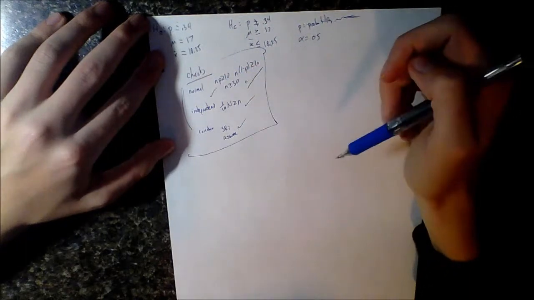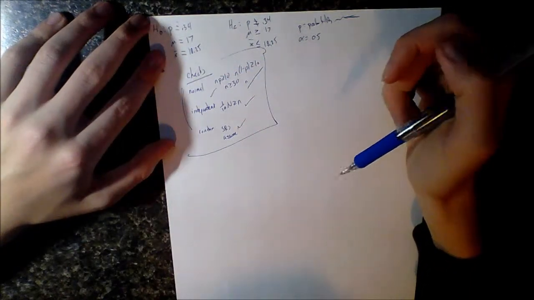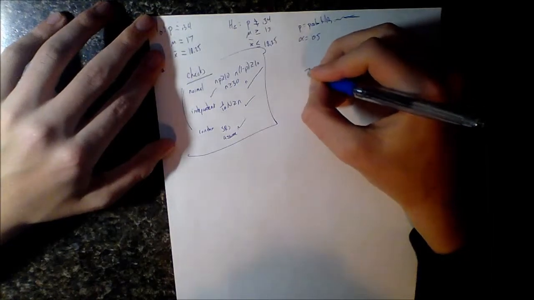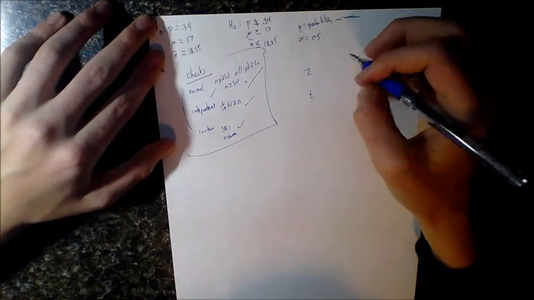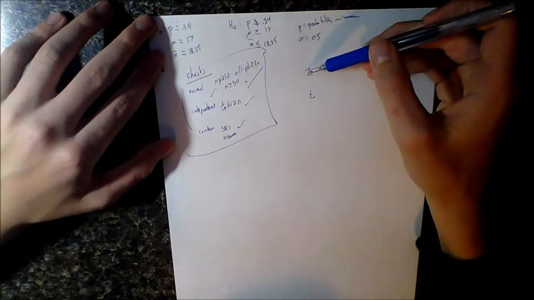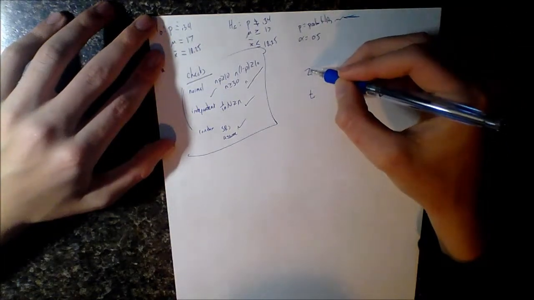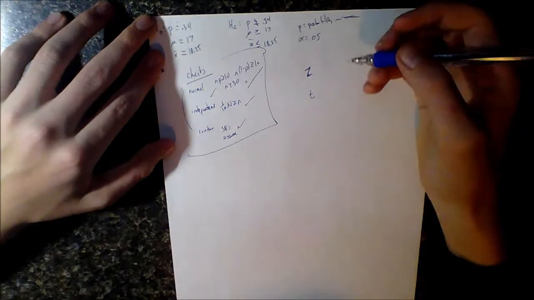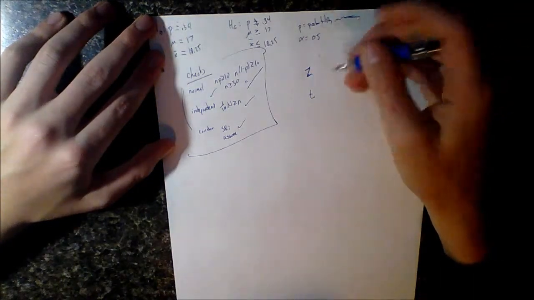After these checks are done, you must then go find your test statistic, either Z or T. These two test statistics are very similar. For Z, you mainly use this when you have probabilities and you know the standard deviation of your population.